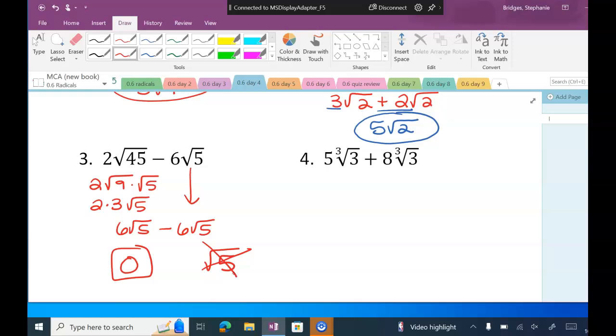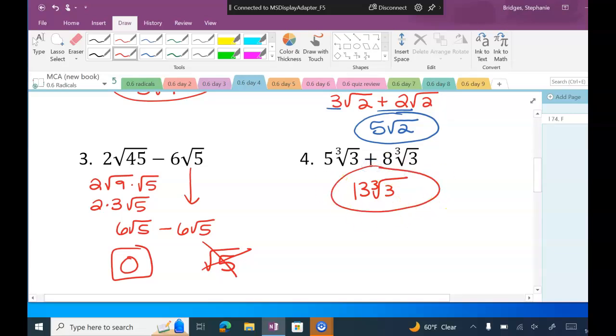All right, number 4, I have 5 cube roots of 3 plus 8 cube roots of 3. Is my radicand and my index the same? Yes. So I can go ahead and do the work. 5 plus 8 is 13. And that cube root of 3 is going to stay the same. And then I just check, can I simplify the cube root of 3? Is everybody okay?